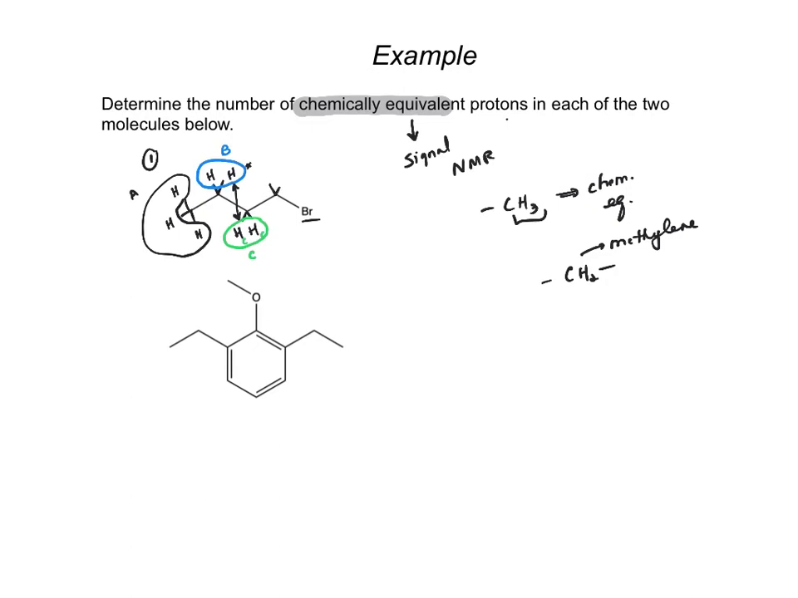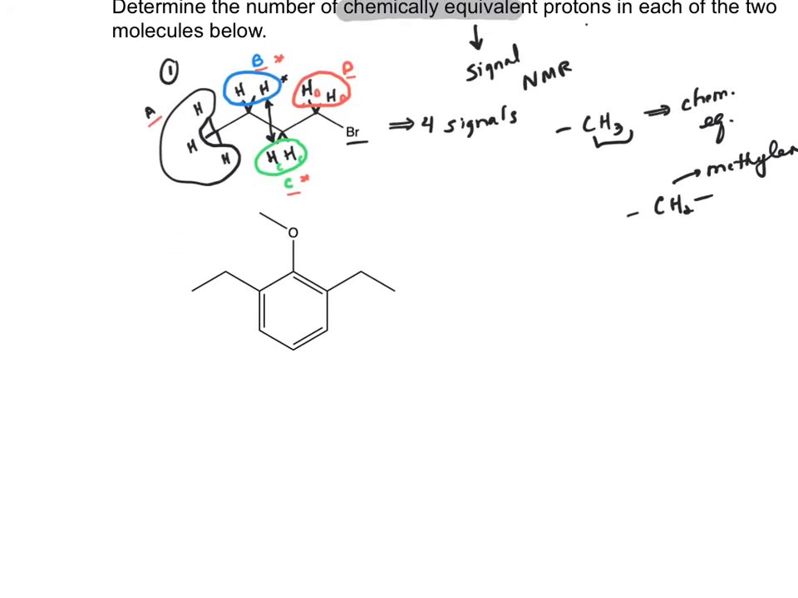Then as we move on, we have one last set of protons. We've got a bromine attached directly to this carbon, so again, these two are going to be chemically equivalent to one another. We'll call this D and D, but they're going to be distinct and different from our set of C protons as well as our set of B protons. So in this overall molecule, we get an A, a B, a C, and a D. Overall, there are going to be 4 separate signals in the NMR spectrum.